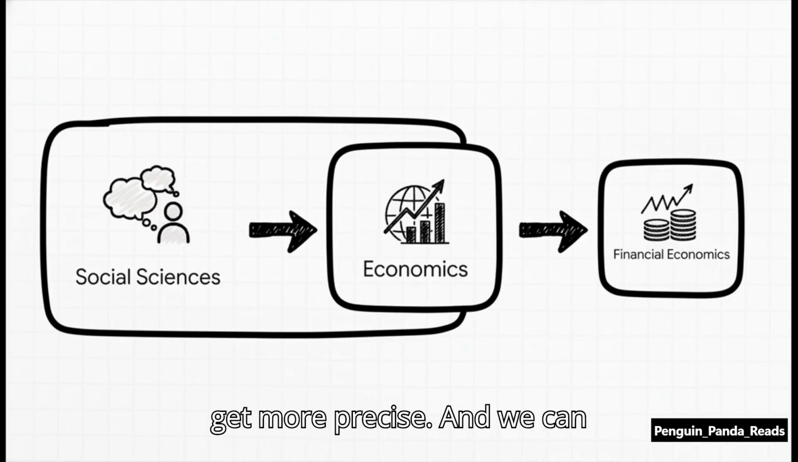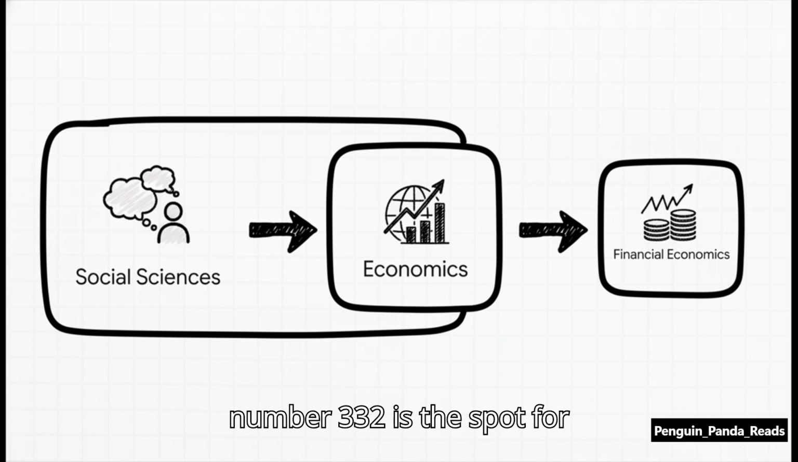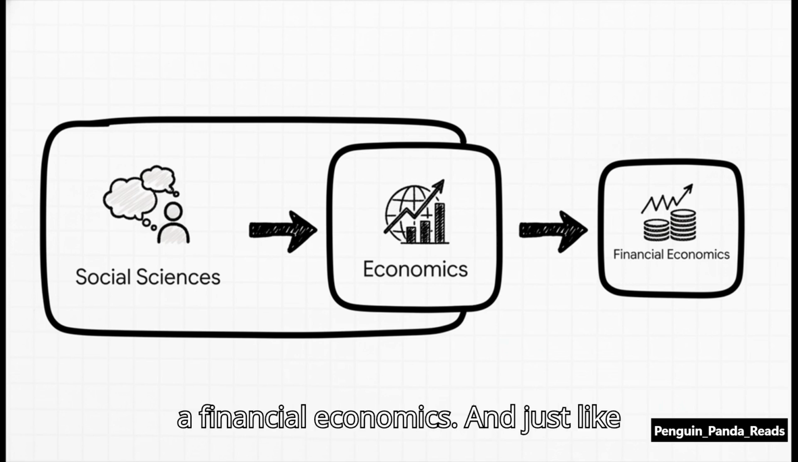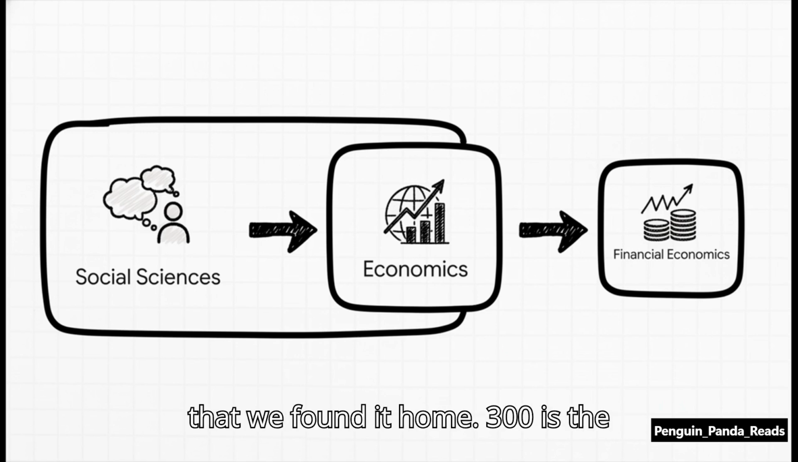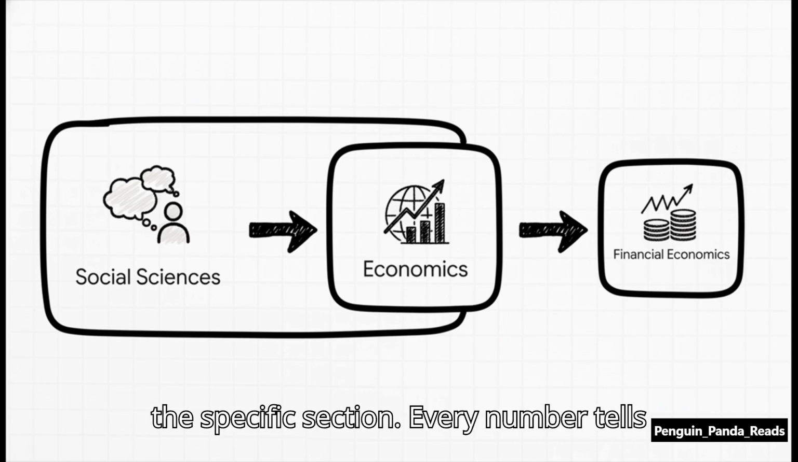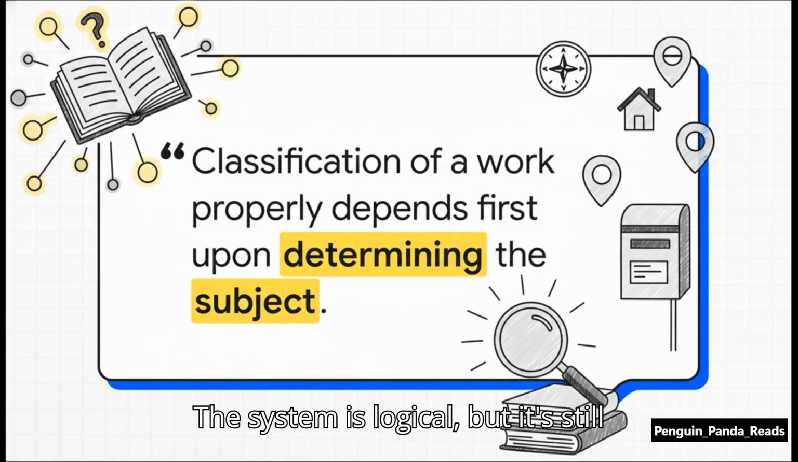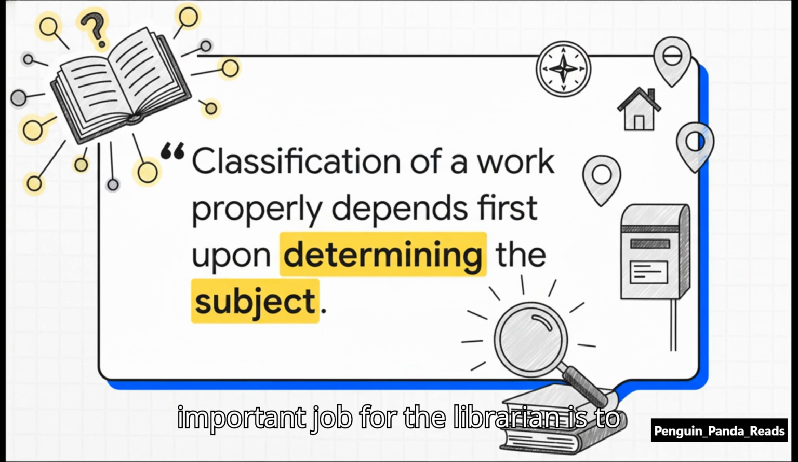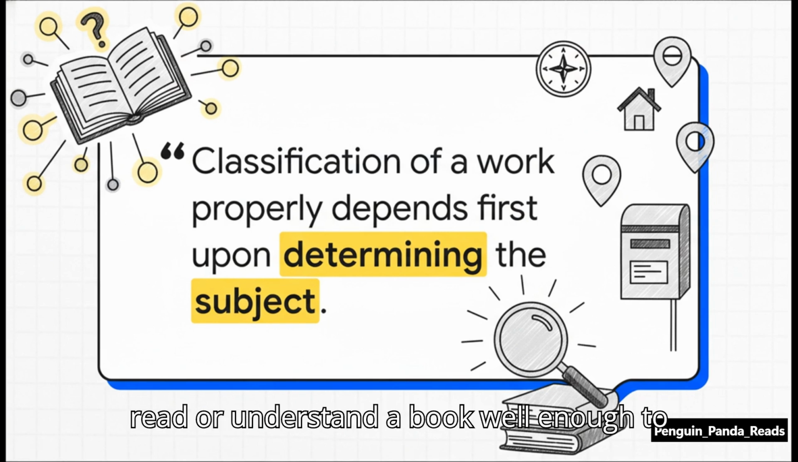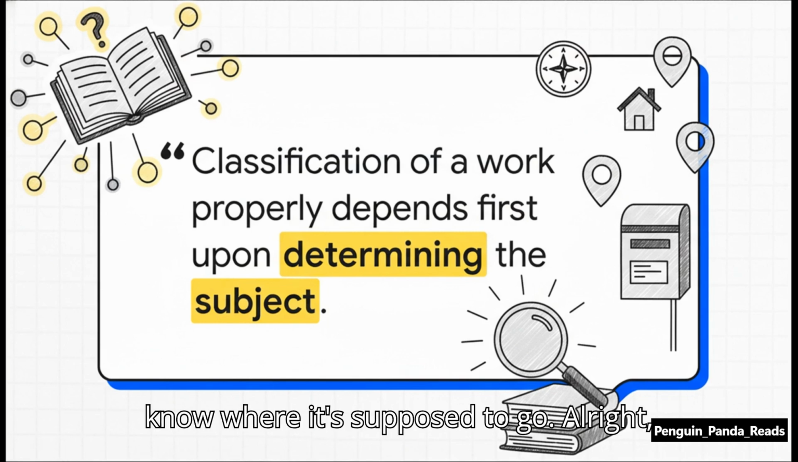And we can go even deeper. Within economics, the number 332 is the spot for financial economics. And just like that, we've found its home. 300 is the class, 330 is the division, and 332 is the specific section. Every number tells a story, getting more detailed as you go. And this gets to the real heart of it. The system is logical, but it still requires a human brain. The most important job for the librarian is to read or understand a book well enough to figure out its true subject. You can't give it the right address if you don't know where it's supposed to go.